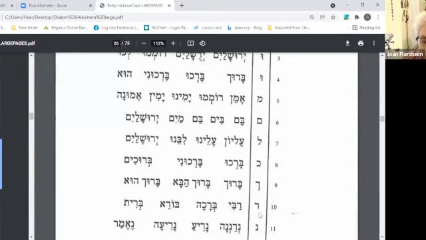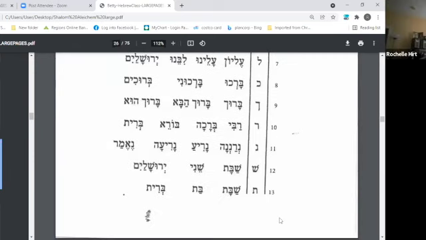Okay, what's this one? Line 10. Resh and Nun. This is what kind of nun? Final nun? No, it's a beginning nun. That's a regular nun, right? Okay. Now, we have a sight word. What is it? Shabbat.